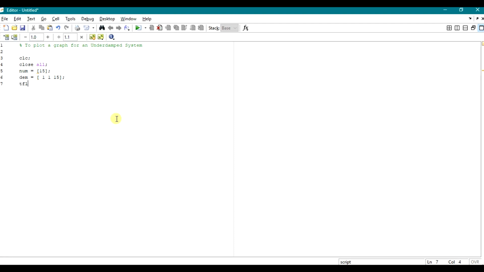Transfer function. TFL equals transfer function of numerator and denominator, normal bracket, numerator comma denominator, bracket close, terminate. Impulse, bracket open, transfer function TFL, because we have to find the impulse of the transfer function of numerator and denominator, which we have assigned to TFL. So we will find the impulse of TFL, terminate. Grid on. Since it will be shown on a graph, we have to switch on the grid. We end it here. Okay, now I'll save it here.